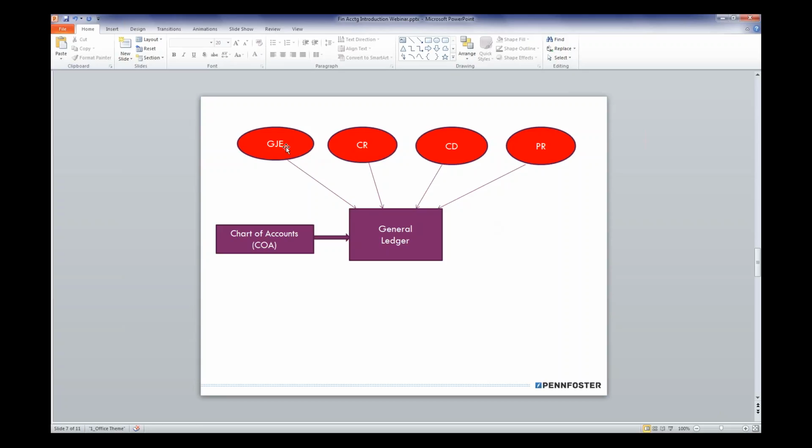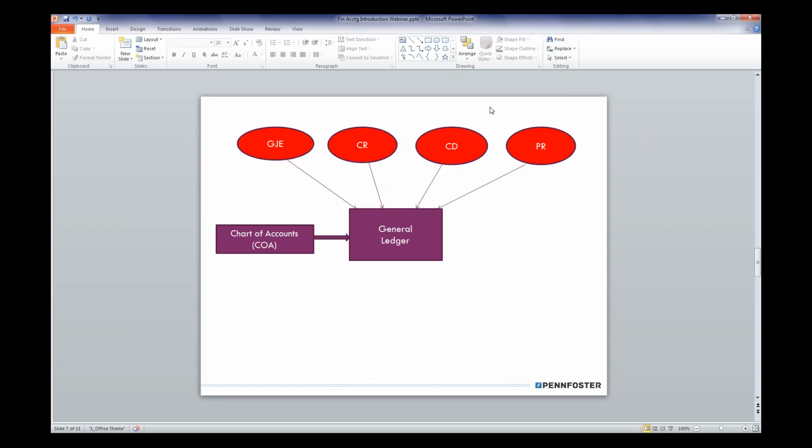GJE represents the general journal, but we might also create a cash receipt journal, CR. Anytime we receive cash, we would put it into the cash receipt journal. CD represents cash disbursements. Anytime that we pay cash out, we would put it into the cash disbursements journal. And then we can also have a payroll journal. So anytime we pay our employees, we would put those entries into the payroll journal.